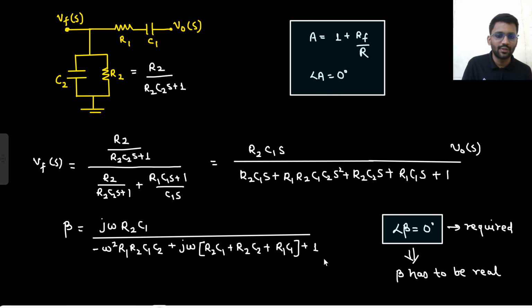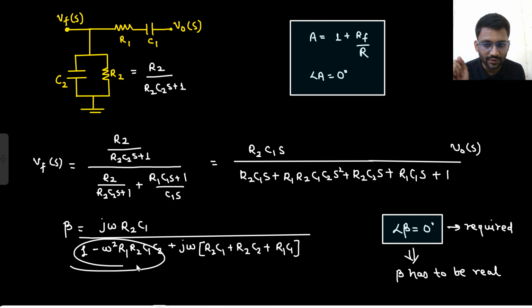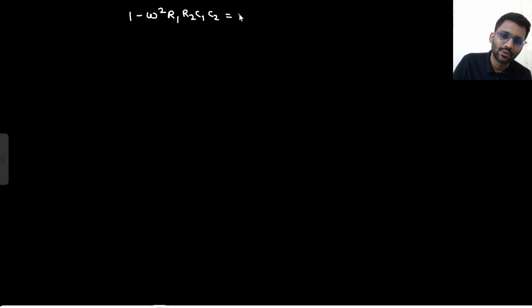So for making beta real, what will you do? Let's just put this one ahead: 1 minus omega square r square c square. If I put this equal to 0, then this j omega and j omega will eventually get cancelled and beta will be real only. So you need to put this real part equal to 0. So 1 minus omega square r1 r2 c1 c2 should be equal to 0.